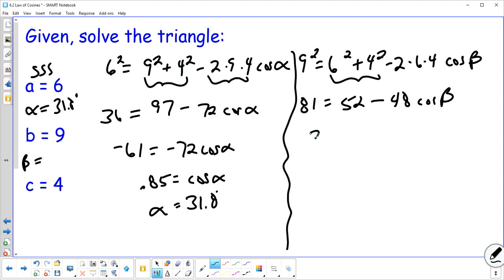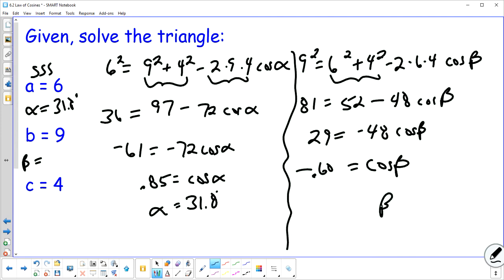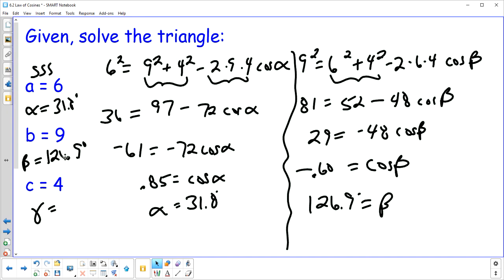Subtract 52 from both sides. That's going to give us 29 equals negative 48 cosine of beta. And then dividing by negative 48, I'll have that cosine of beta is equal to about negative 0.60. And our inverse cosine is going to give us that beta is 126.9 degrees. And then same idea, the 3 angles of a triangle add up to 180, so we'd end up with 21.3 degrees if we took 180 minus 31.8 and 126.9. Okay, so that was case 4.